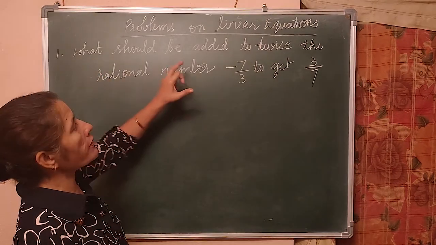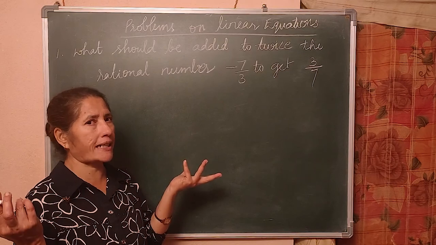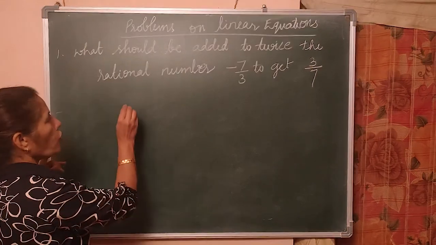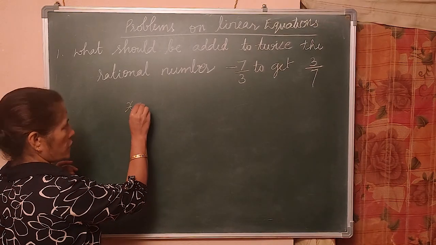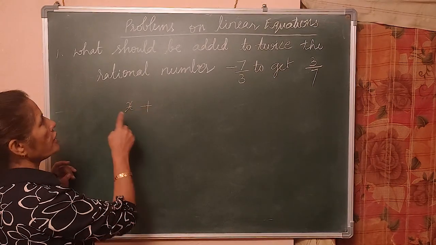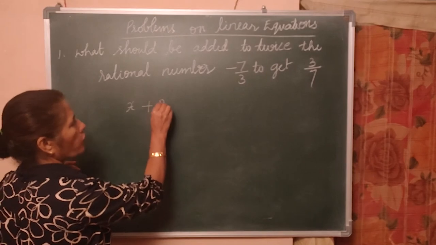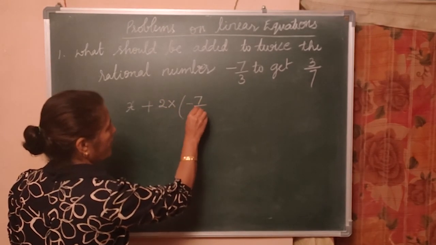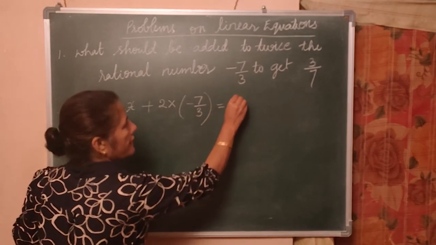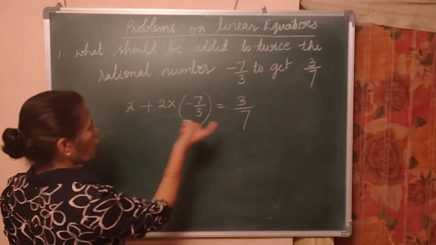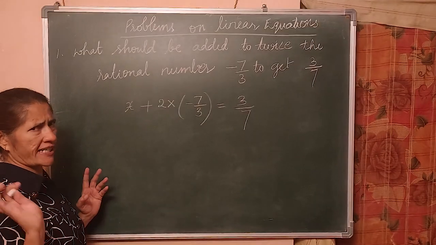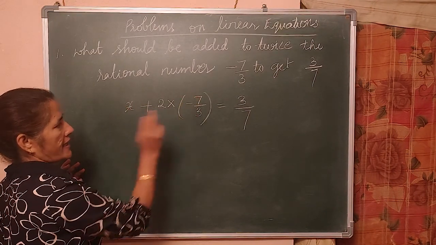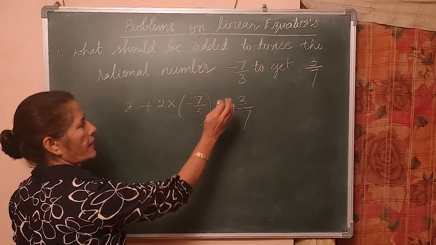So what should be added? I do not know what that number is, so let it be x. So x should be added to what? Twice the rational number. Twice the rational number is what? Minus 7 by 3 to get 3 by 7. What should be added? I do not know what that number is, so I call it x. Twice the rational number minus 7 by 3 to get 3 by 7.